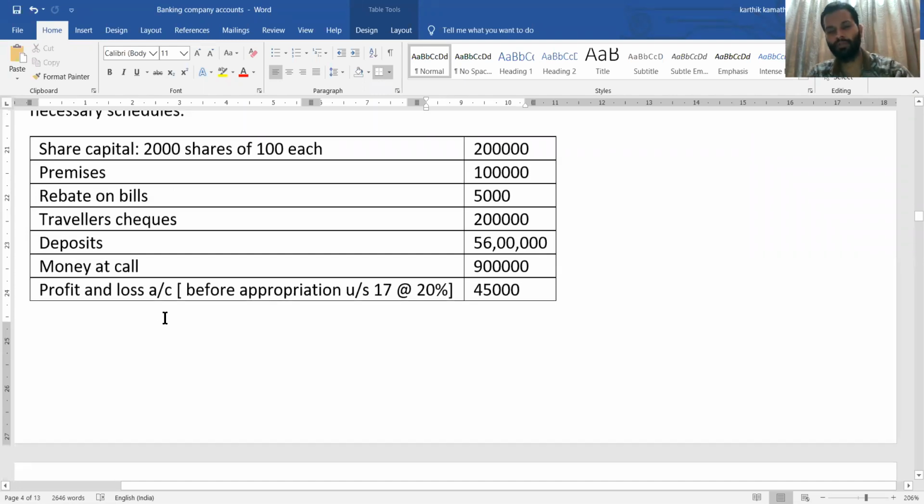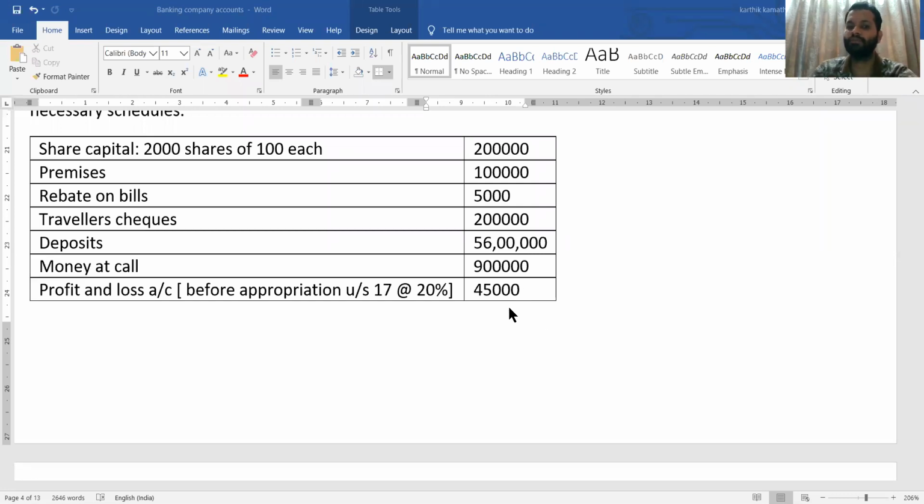You need to know the schedules. Basically, you need to go through the schedules at least two or three times, and only then can you remember the schedule numbers. Profit and loss account before appropriation under section 17 at 20% is 45,000. This is the profit and loss account information given in the problem. Before appropriation, you need to do the transfer to general reserve, statutory reserve. On 45,000 you need to take 20%. That amount is the statutory reserve. The remaining amount is the profit and loss account. That we'll see while solving the problem.